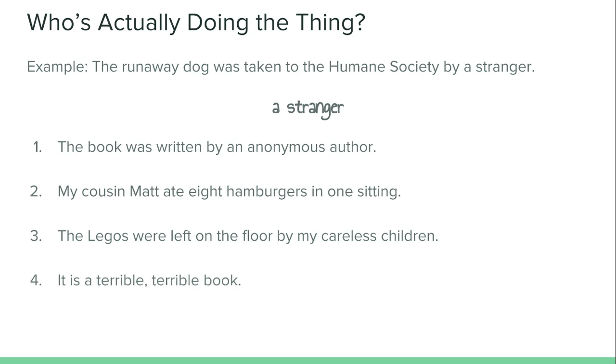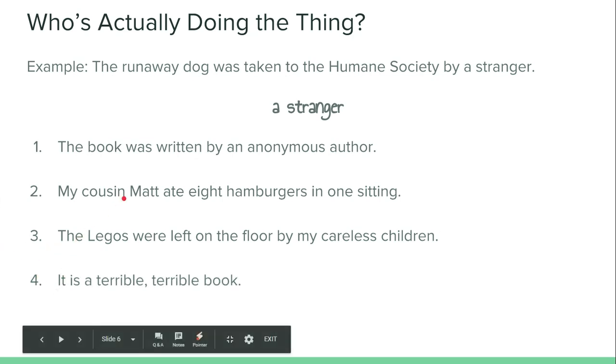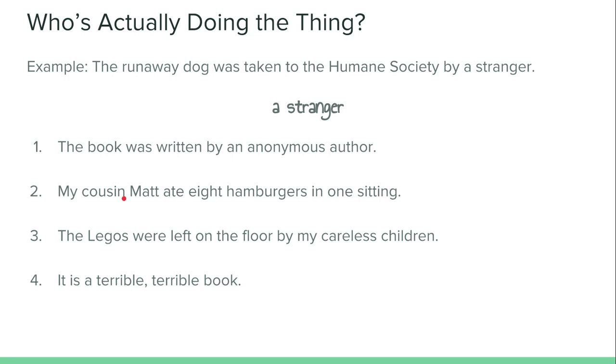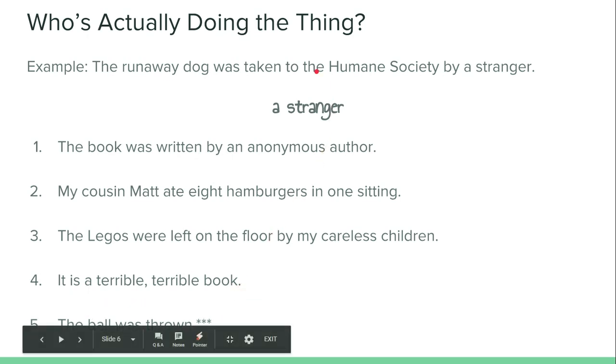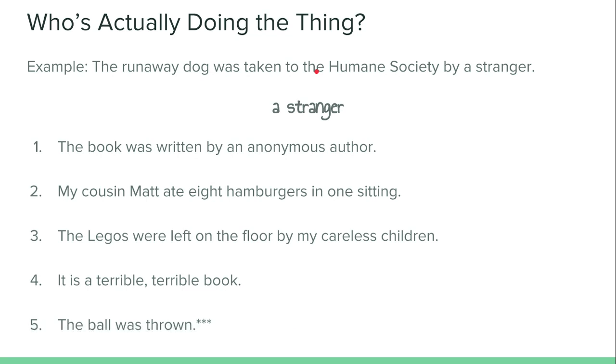It is a terrible, terrible book. I didn't mean it, the book. I just meant like it as in a random book. The ball was thrown. This last one's going to be a little tricky. All right. If you need to pause it right now to fill in any of your answers, go ahead. Otherwise, I am moving on in 3, 2, 1, click.